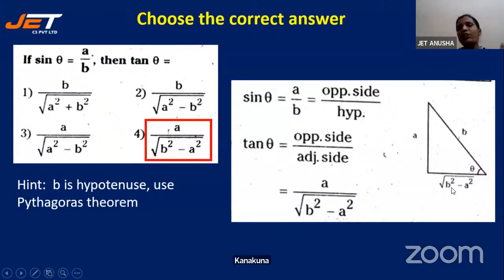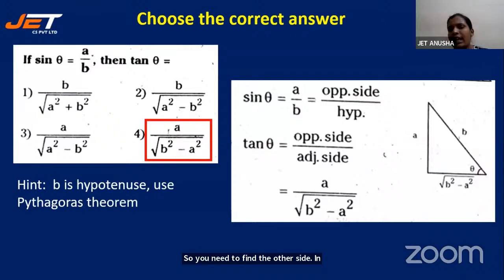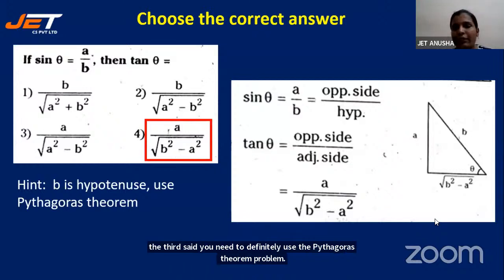So you need to find the other side in order to get the answer. If you get the other side, then it is very easy to find the answer. Okay. So for every question, to find the third side, you need to definitely use the Pythagoras theorem formula. Okay, you need to remember the Pythagoras theorem formula for sure.